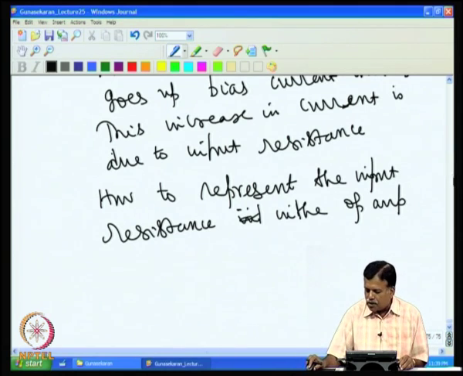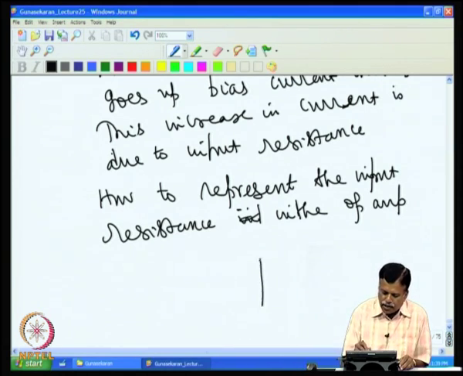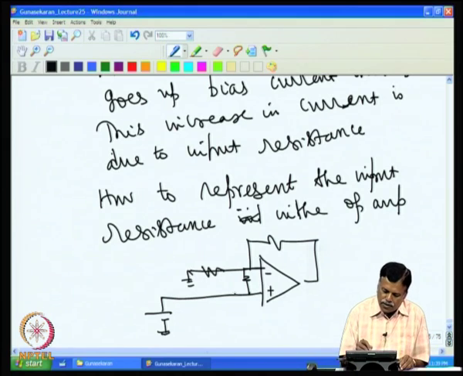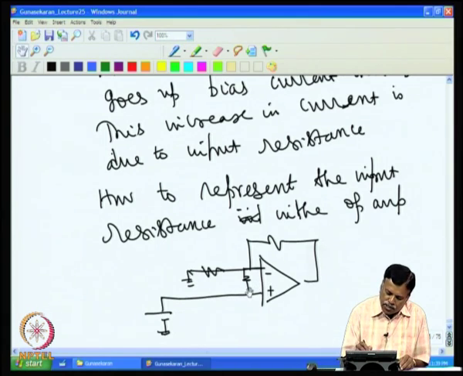Now, actually we can represent it in the following way. You have plus and minus and the input source, then there is a current from plus to minus. When the voltage is increased here, the current is increased, and that current increases the current flowing through this. So, keeping the bias current constant, the extra current can be taken as flowing through this. This is considered as RID, the equivalent of RID.